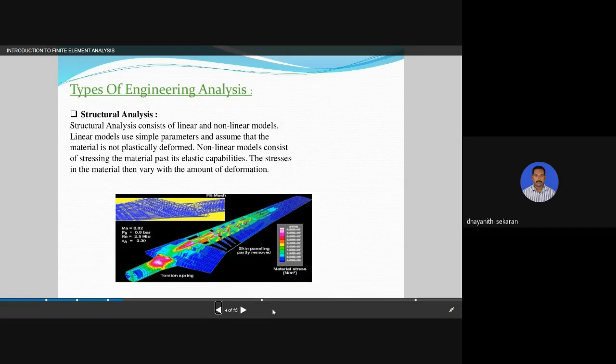Now, what are the types of engineering analysis? Structural analysis. Structural analysis consists of linear and non-linear models. Linear models use simple parameters and assume that the material is not plastically deformed. Non-linear models consist of stressing the material past its elastic capabilities. The stresses in the material then vary with the amount of deformation.